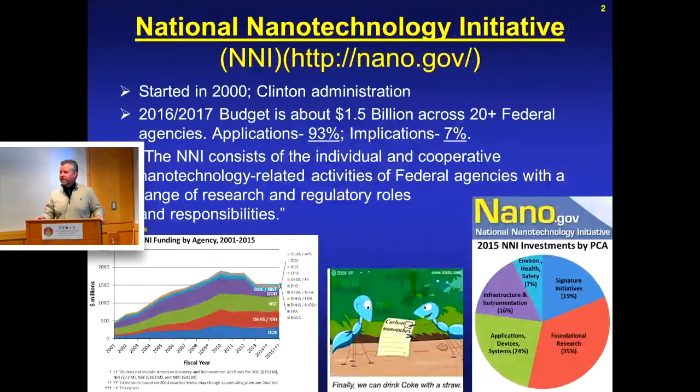Obviously nobody in this audience really needs this slide. The real reason I wanted to put it up here was to show you the funding for the NNI. In the current budget year, at least, it used to be $1.5 billion. I'm not sure what actually came out last week. But when you look at the agencies being funded, you see that the USDA, which is agriculture, obviously, is a very tiny piece of this federal funding pie.